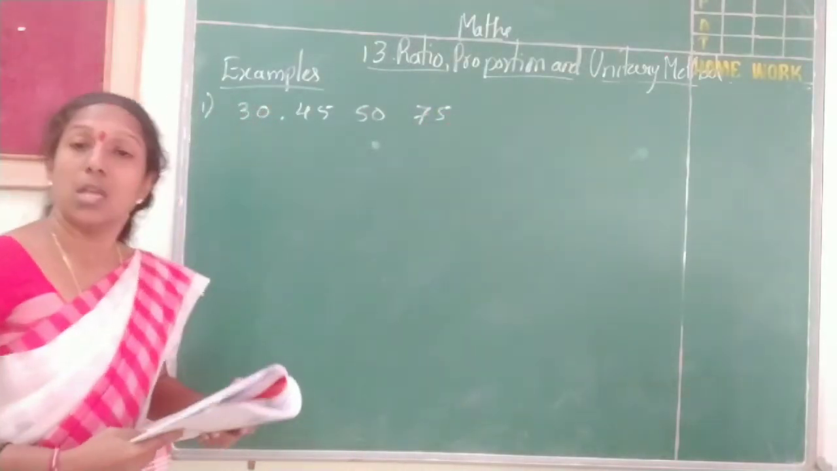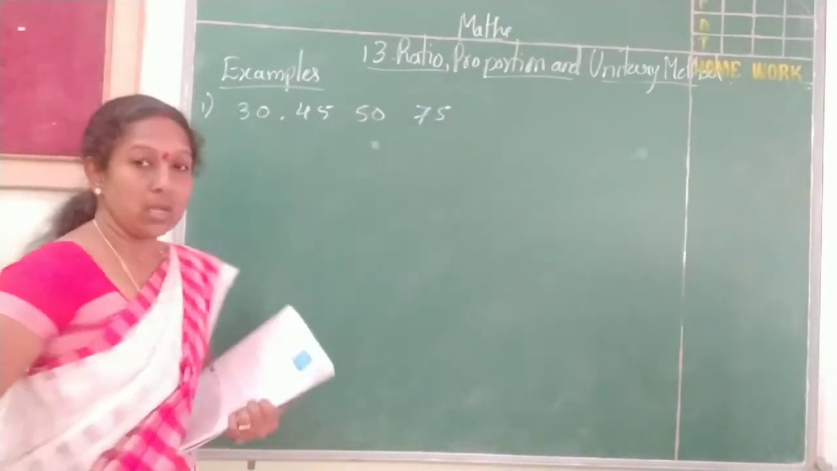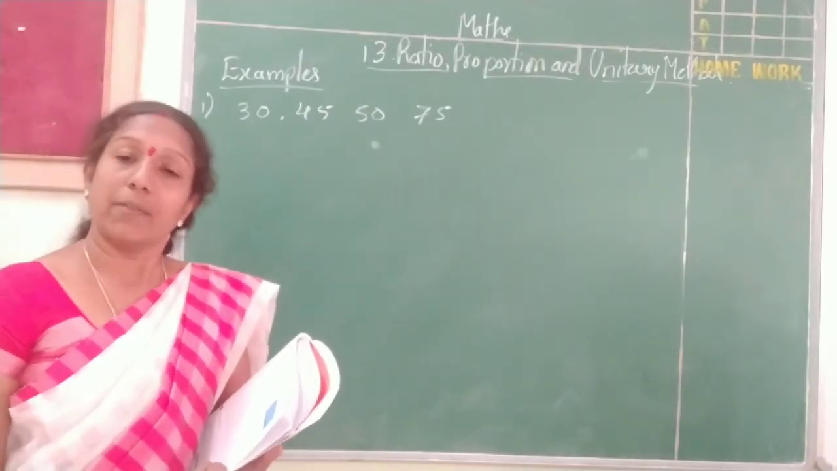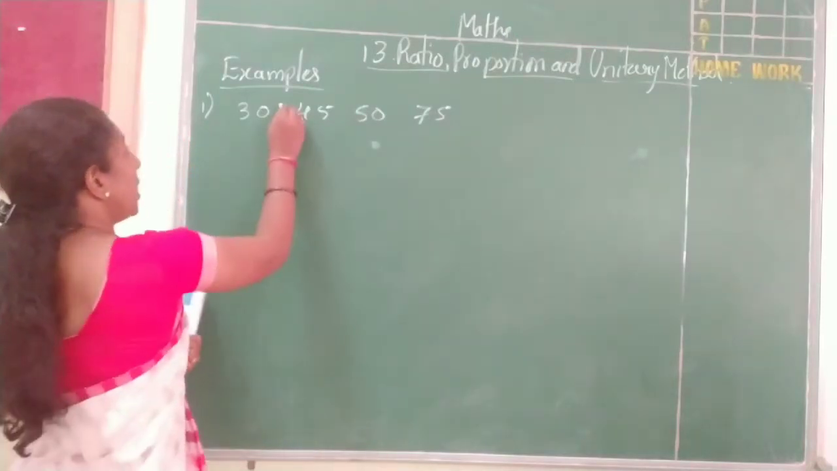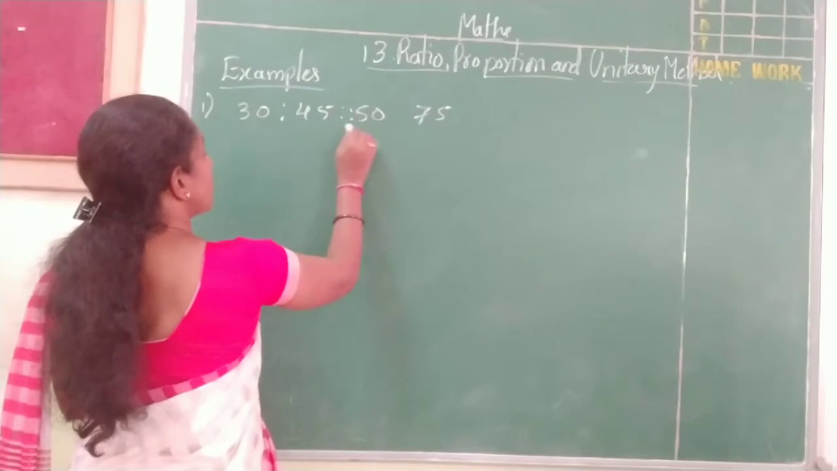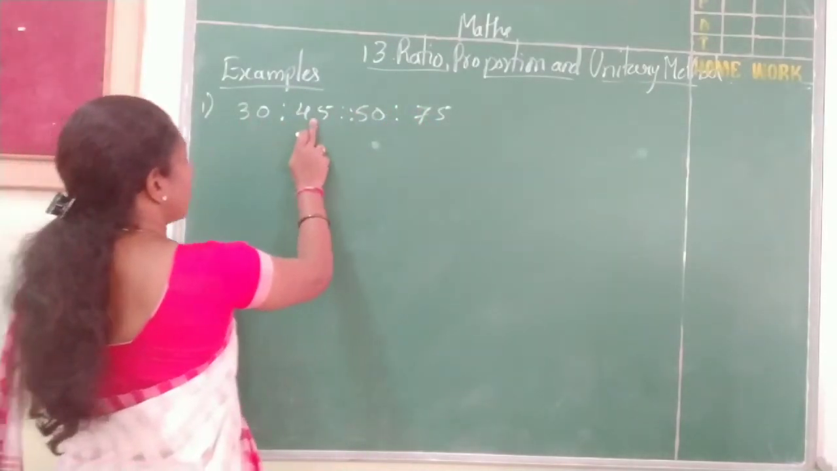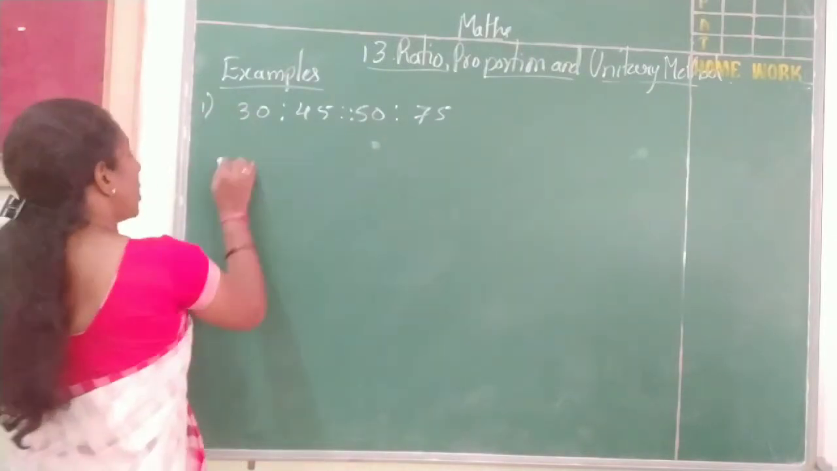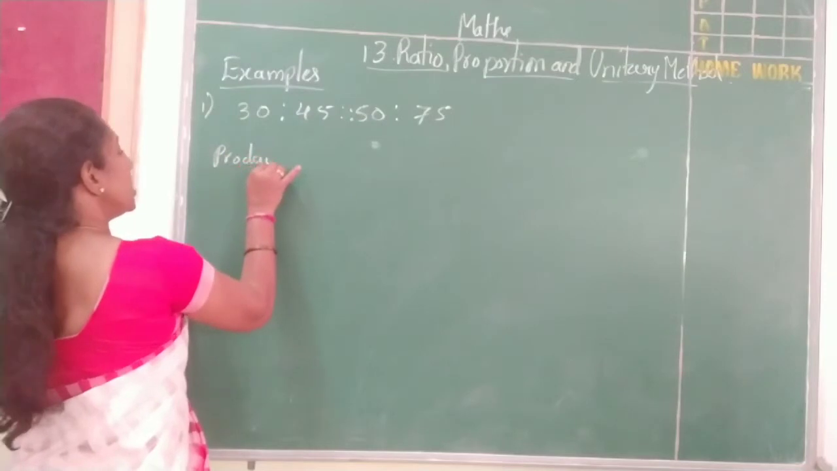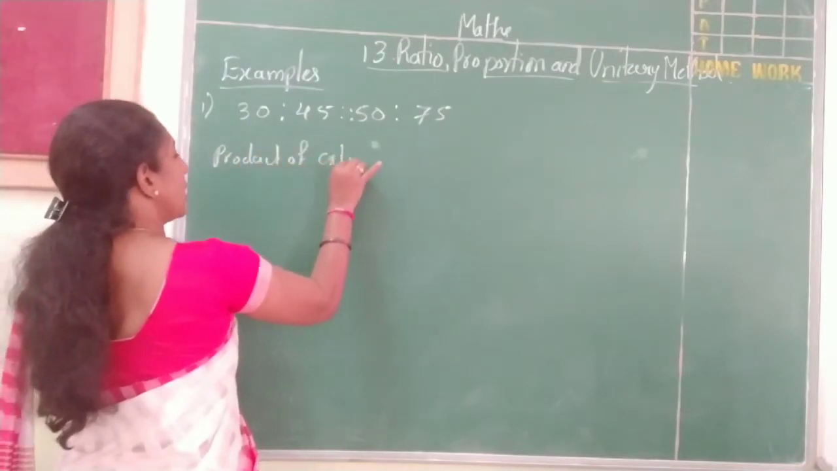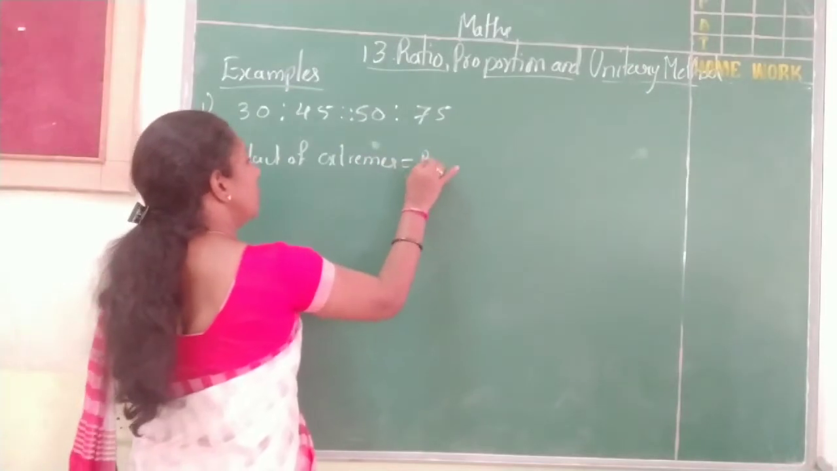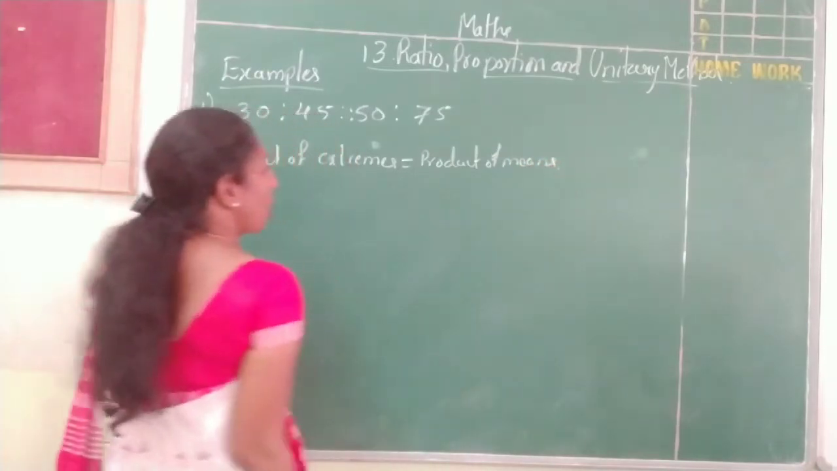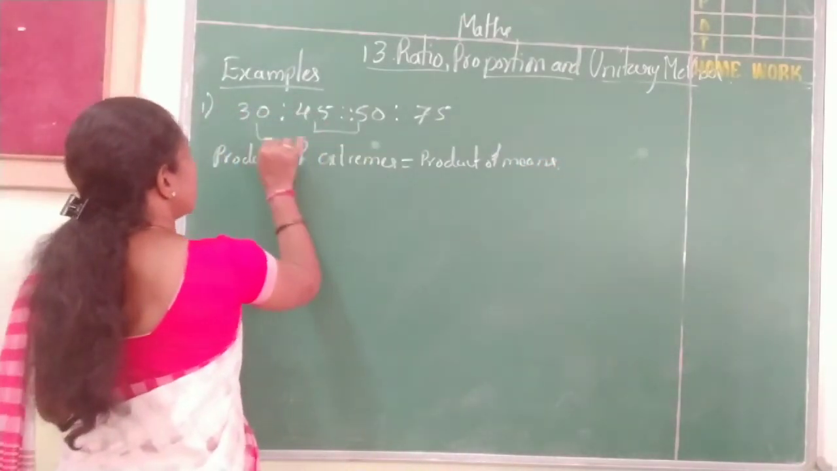These are the four numbers. So we have to write them in the same order. So we should check whether the given numbers are in proportion or not. To find it, we have to write like this: is to, and is to. Okay, 30 is to 45, 50 is to 75 like that. And I should find the product of extremes is equal to product of means. So these are the means and these are the extremes.